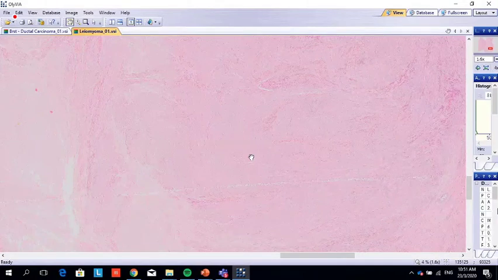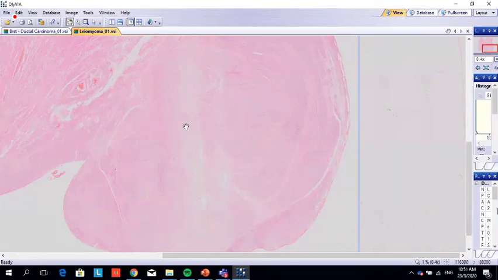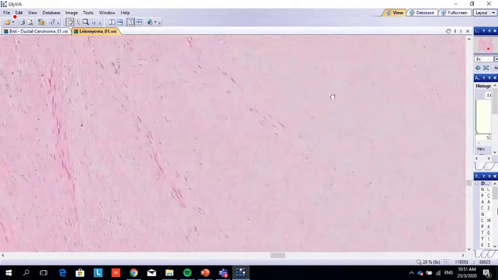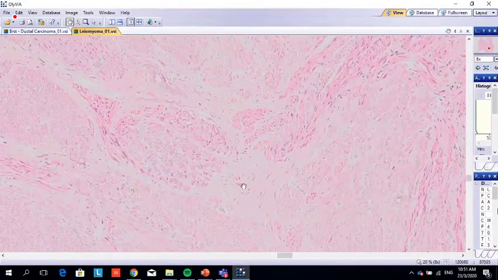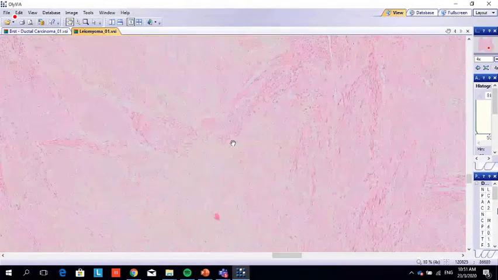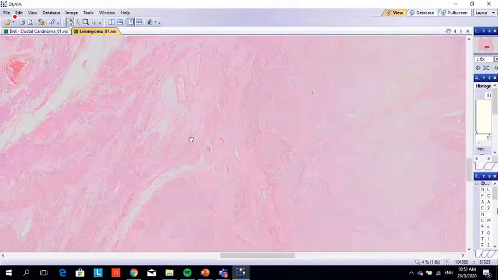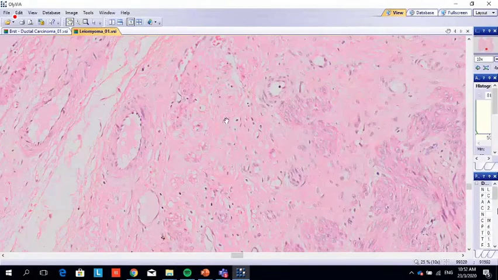variable amount of intercellular fibrous hyalinized stroma. Maybe this hyalinized stroma, we can show you this. Some area hyalinized. We consider this hyalinized stroma. Here also a bit hyalinized stroma. You know the hyalinized tissue.